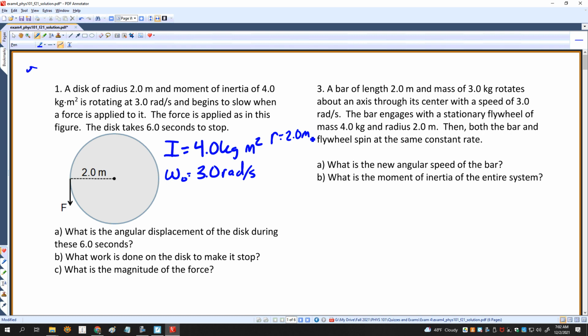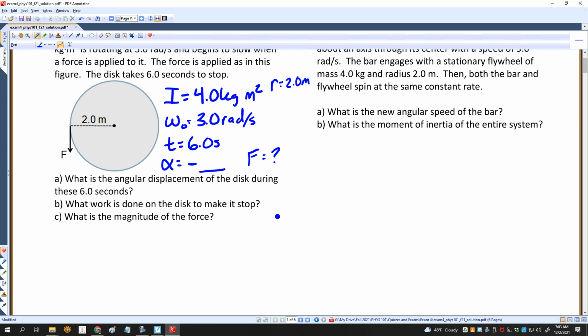And it begins to slow when a force is applied to it. The force applied is in this figure, and it takes 6 seconds to stop. Alright, so I know it's slowing down, so I know that my alpha is going to be negative something. I don't know what the force is, but it looks like I'm going to have to find that. So first of all, what is the angular displacement of the disk during these 6 seconds?